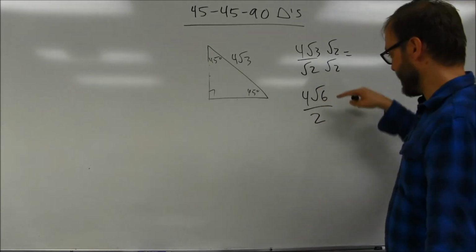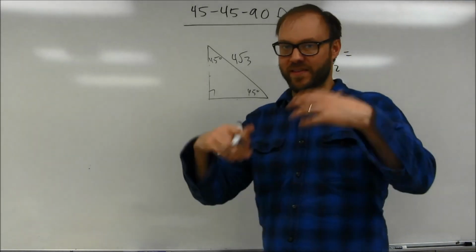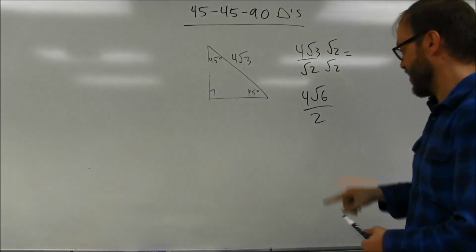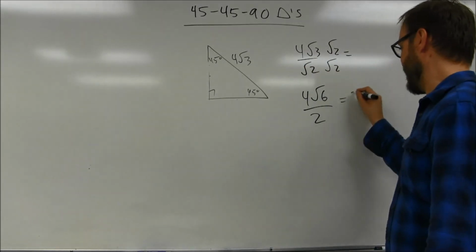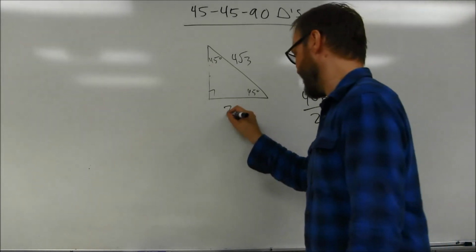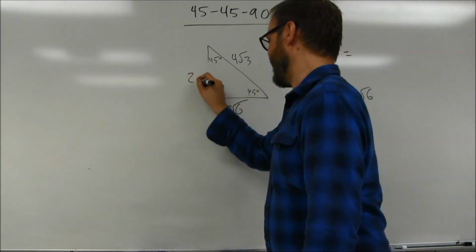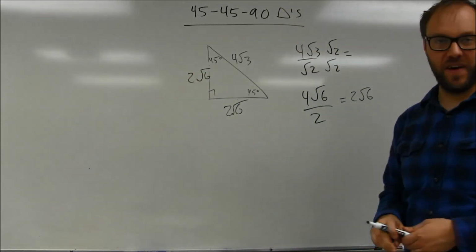You should check and see. Does 6 break down anymore? It doesn't. There's no perfect square that goes into 6. Does 2 go into 4? In this case, yes, it does. So you would get 2 radical 6 as your missing sides for this 45, 45, 90 triangle.